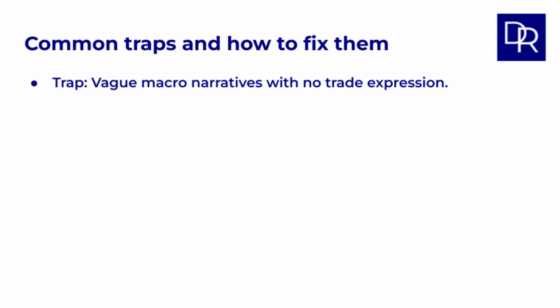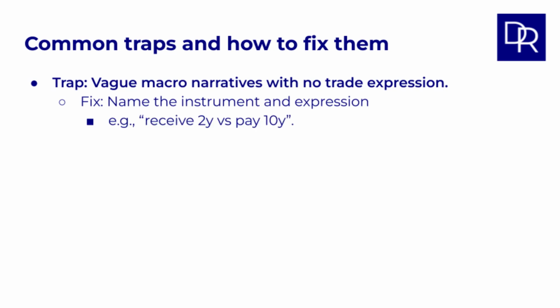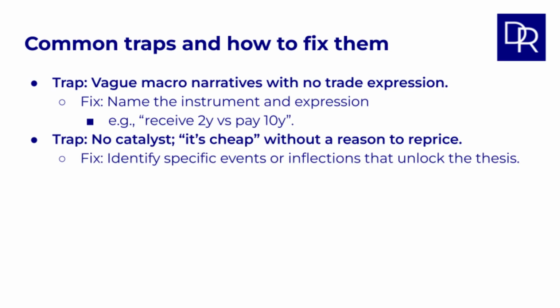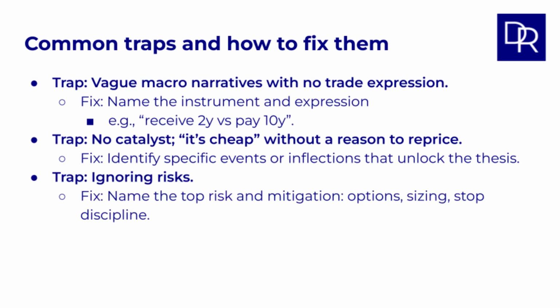Number one, a vague macro narrative with no trade expression. The fix: make sure you name the instrument and the expression. For example, receive 2 years versus paying 10 years. Another one, no catalyst. It's cheap, without a reason to reprice. As a fix, identify specific events or inflections that will unlock the thesis. Thirdly, ignoring risks. So you should name the top risk and mitigation.